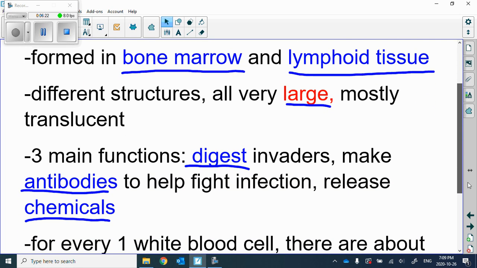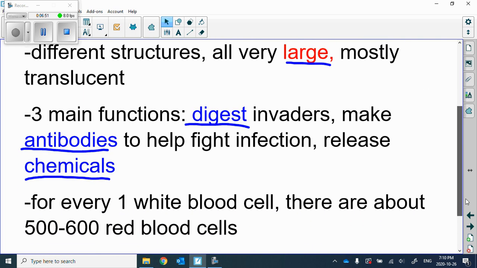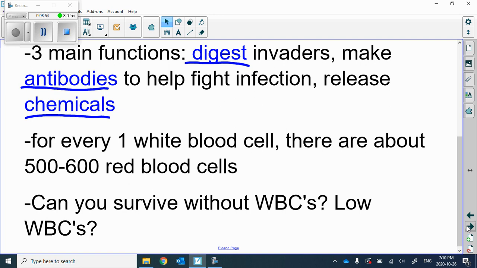So they function to digest invaders. Some of your white blood cells are just patrolling around in your blood, and they're like Pac-Man eating the ghost, right? If they come across a bacteria, we learned the term phagocytosis in the first unit. They phagocytize that bacterial cell, and they ingest it. Some of them are going to make antibodies to help fight infection, and others are going to release chemicals. And sometimes those chemicals are like, hey, over here, I've got something. We've got a virus. Come on, help me fight it. So they serve to sound the alarm that something's not right in our bodies. For every one white blood cell, which is really large, there's about 500 to 600 red blood cells.